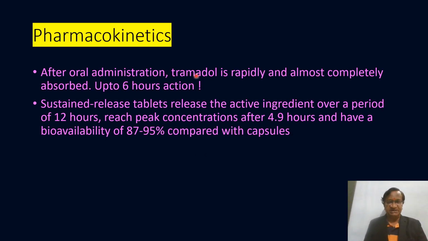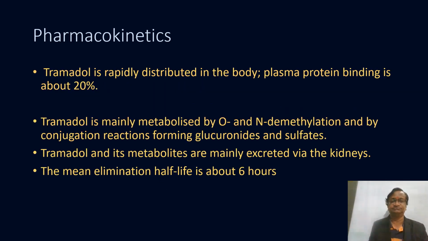After oral administration, tramadol, which is present as tramadol hydrochloride, is rapidly and completely absorbed, with up to 6 hours of action. Sustained release may go up to 12 hours. So this is about oral tramadol. Tramadol is rapidly distributed in the body. Plasma protein binding is 20%. It is metabolized to O-desmethyl and N-desmethyl by conjugation reactions, forming glucuronides and sulfates, excreted via the kidneys, with a half-life of 6 hours.